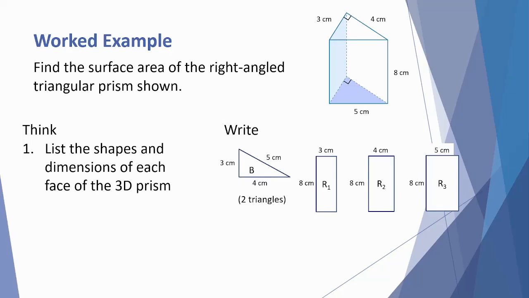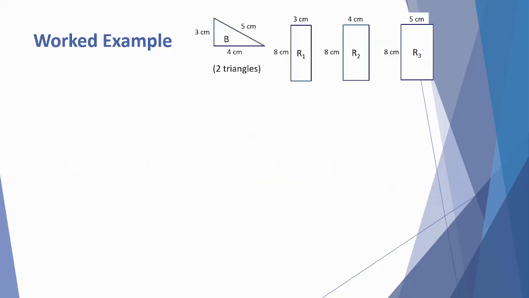Now I've got 3 rectangles, each one of them different, so I've labeled them R1, R2 and R3, and I've also labeled all of their sizes. This will help me with the next step. So I'm going to put that up above so that I know that it's there, and I will continue with my thinking and my writing.